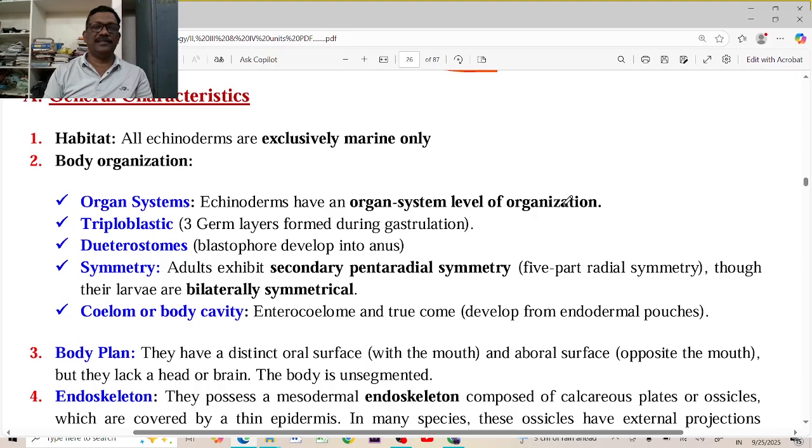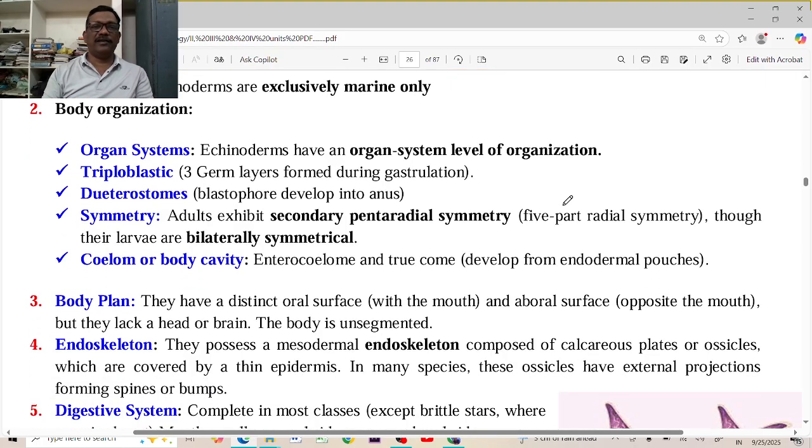General characters. First, we see the organ level of organization, because there are so many organs present in the body. From Platyhelminthes onwards, all the higher order organisms show the organ level of organization, but especially in Echinodermata, more than in the adult organism, we can find so many organs in the larva. Larva has a lot of importance. Bipinnaria, Brachiolaria, Echinopluteus, there are different larvae in different species belonging to Echinodermata. They show different characters.